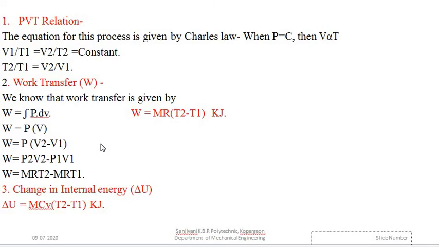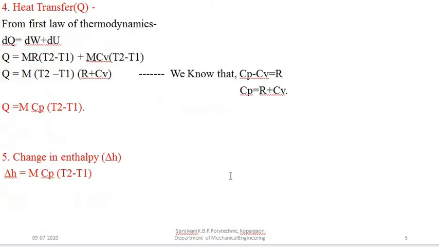Now the third parameter is the change in internal energy. Now the formula for the change in internal energy for all the gas processes is similar, and that is delta U is equal to m into Cv into T2 minus T1. So that is the formula we are going to use for all the gas processes. The next parameter is the heat transfer.